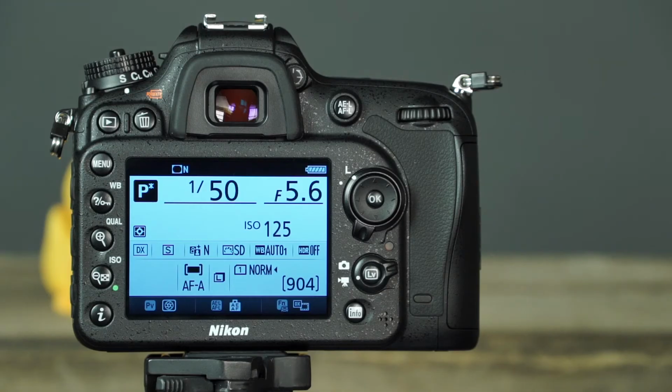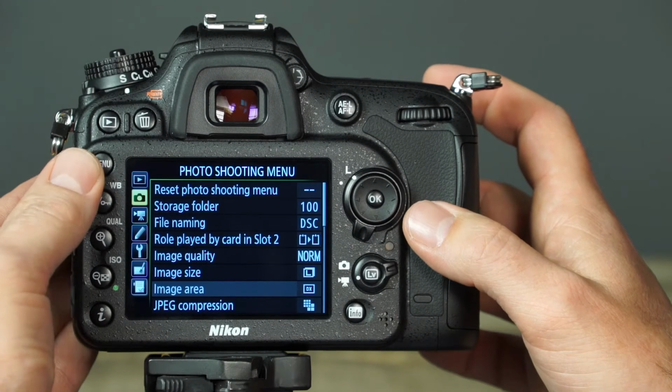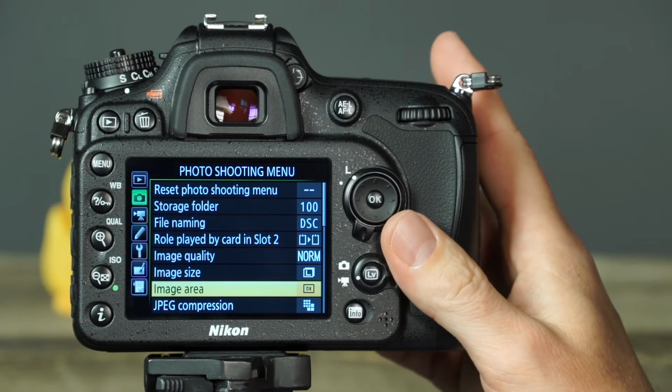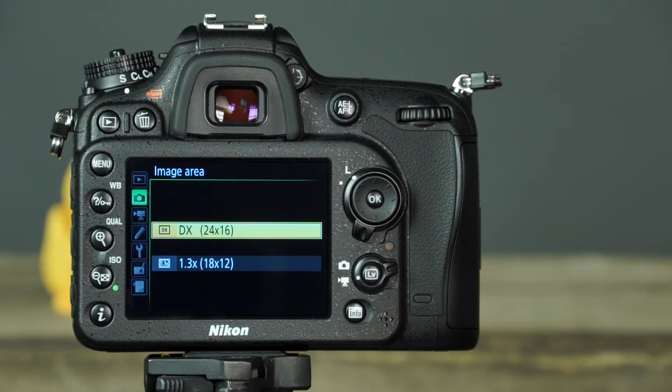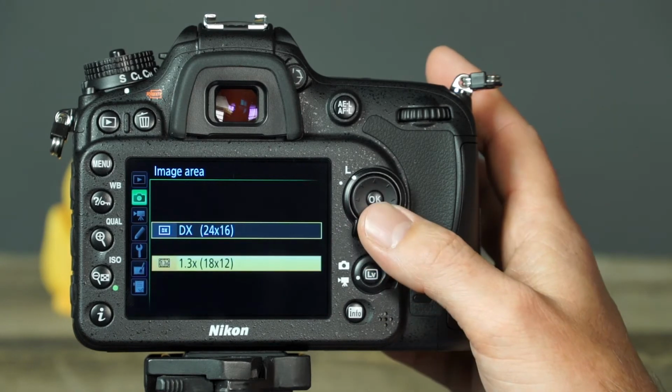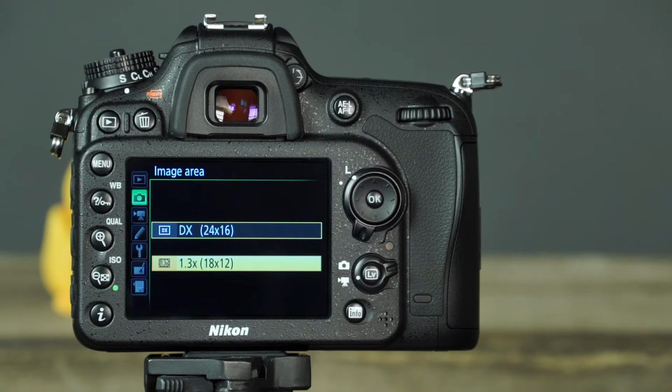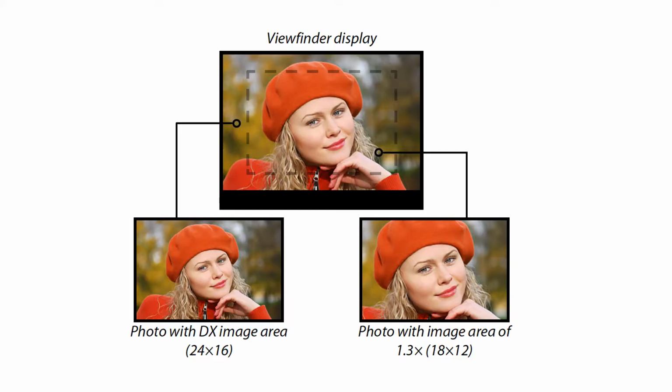To select the image area, enter the camera's photo shooting menu and select the image area option. There are two options, DX 24:16 and 1.3x 18:12. The DX option will allow you to use all 24 megapixels. This is a good setting to choose for images that will be printed at large sizes.